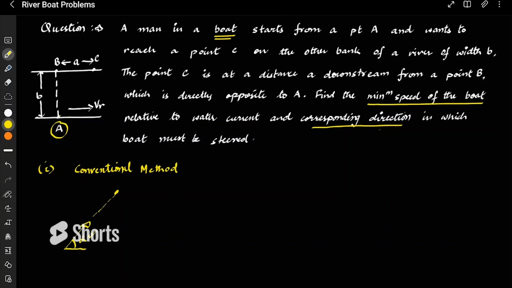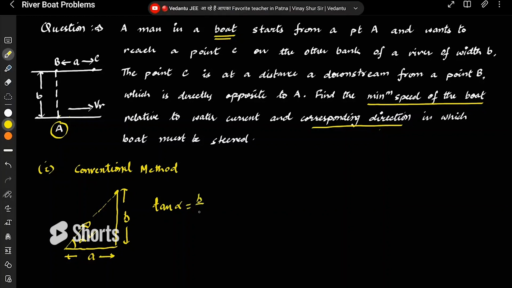So this is constant, and this tan alpha is clearly B by A, where this is A and this is B. So tan alpha, which is the direction of the resultant, not where the boat has to be steered, is B by A, and then you will apply calculus and solve it. Another method is a vector method, and I encourage each one of you to think that way.